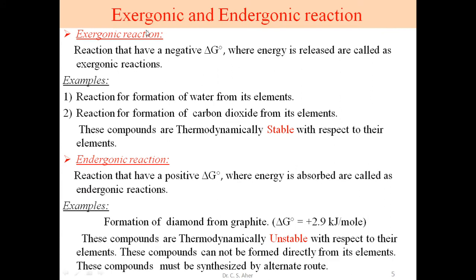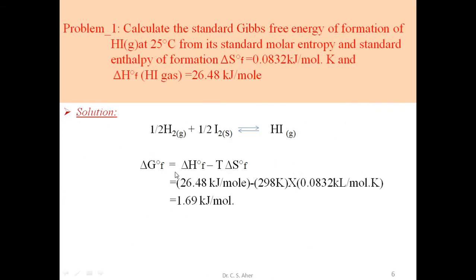So the last topic of last lecture is exergonic and endergonic reactions. When the standard Gibbs free energy change is negative, it is an exergonic reaction. We have this example. When the standard Gibbs free energy change is positive, it is called an endergonic reaction. We have these reactions. So this much part we completed in the last lecture. Today we solve problems based on this equation.